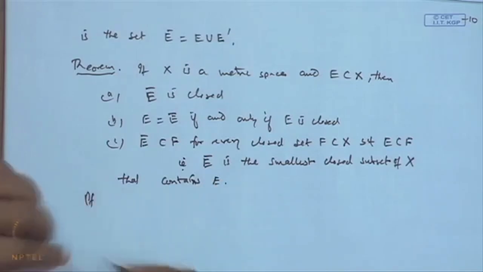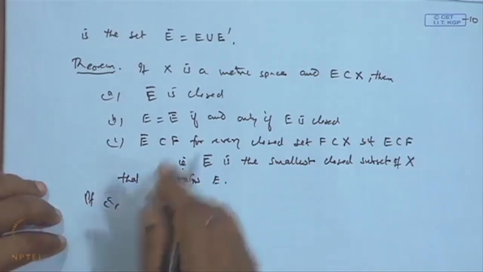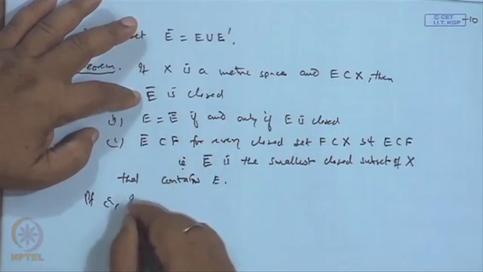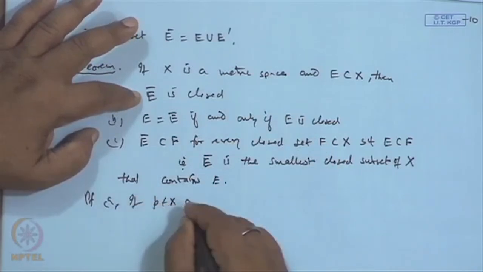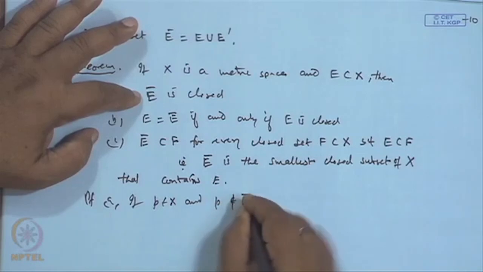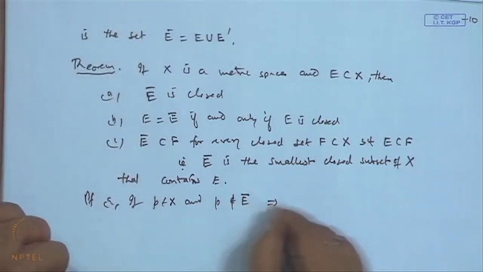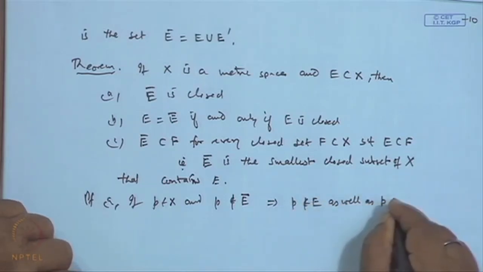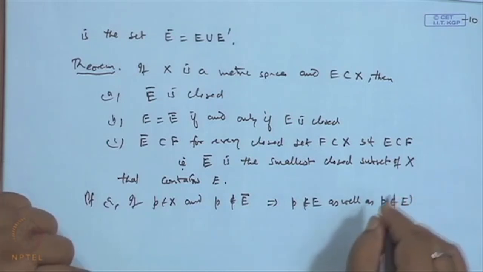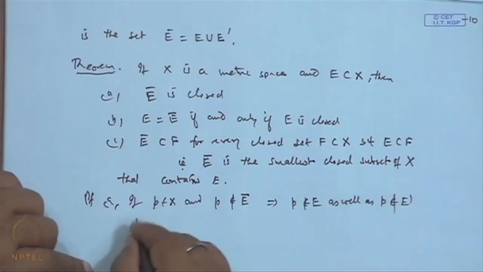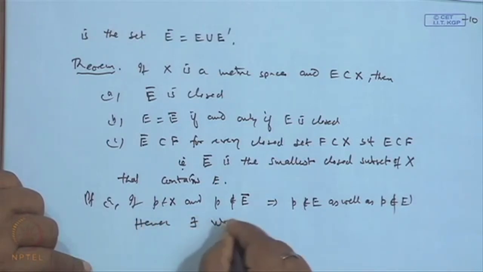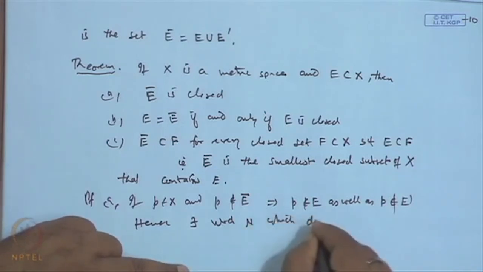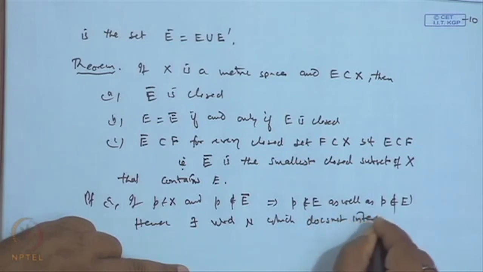The proof is simple, I will just give the first proof. A, E bar is closed. Let us say P belongs to X and suppose P is not in the closure. Then P does not belong to E, and P is also not a limit point of E. So, there exists a neighborhood N of P which does not intersect with E.